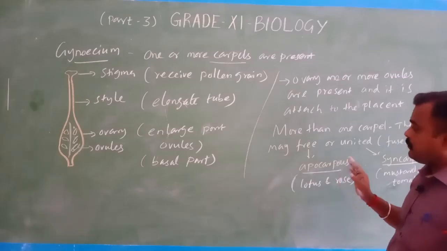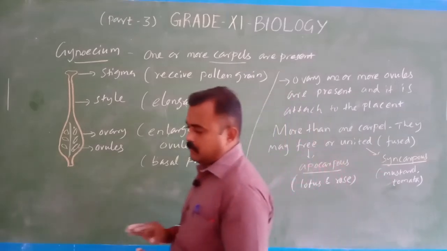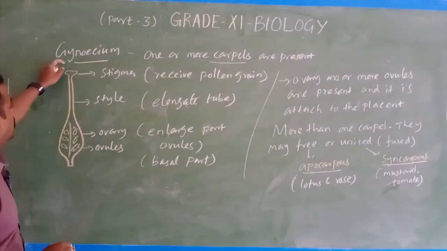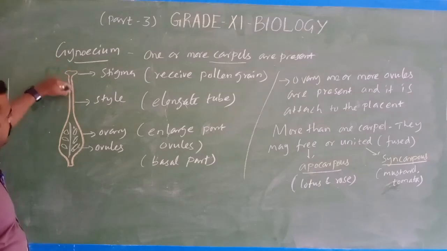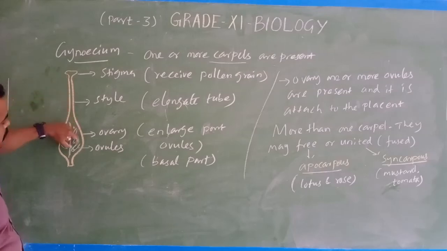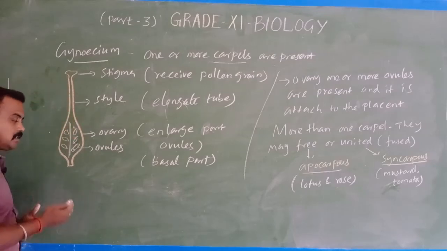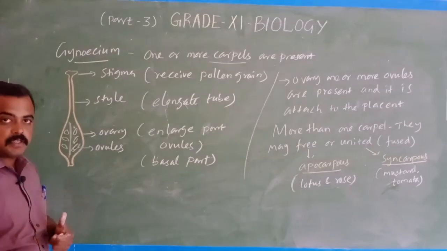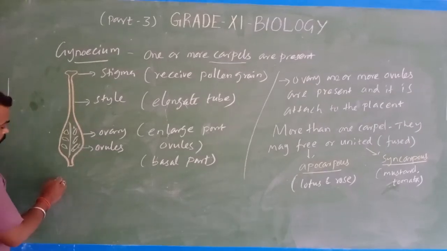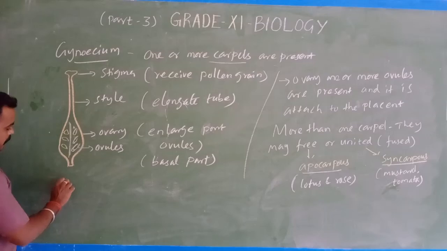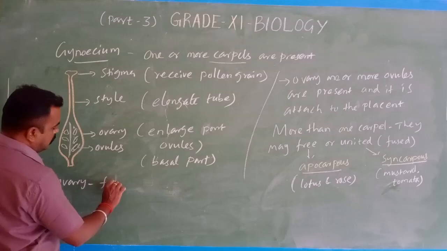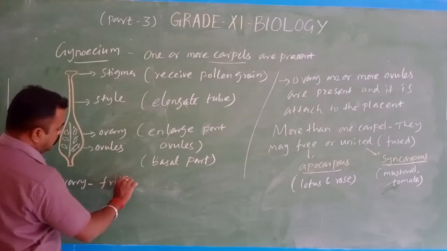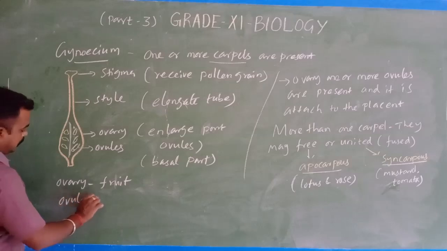Then after fertilization, that means after receiving the pollen grain on the stigma, pollen tubes are formed inside the style and reach the ovule. The fertilization, the fusion of male gamete and female gamete, happens. Then the ovary becomes fruit and the ovule becomes seed.